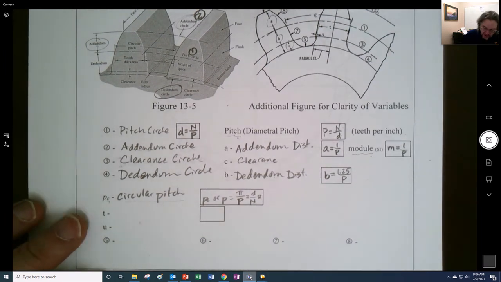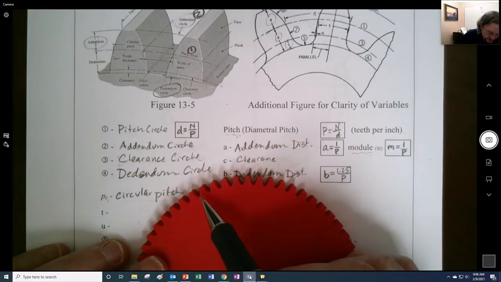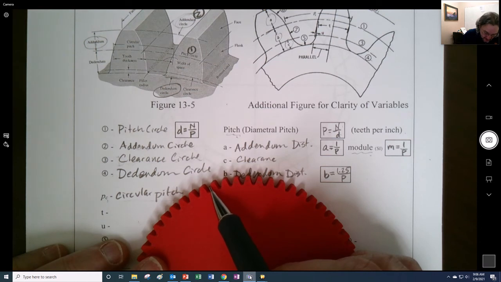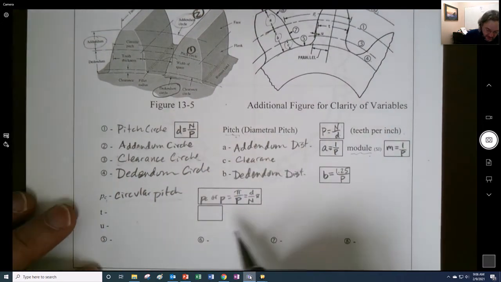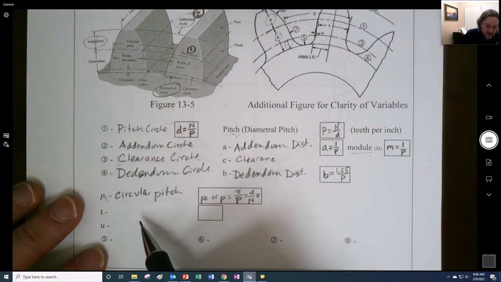So what you could do here is start counting, right? A tooth right here, and this is 1, 2, 3, right? And then you could have that measure right there, and you can find what the circular pitch is going to be. We also have tooth thickness.